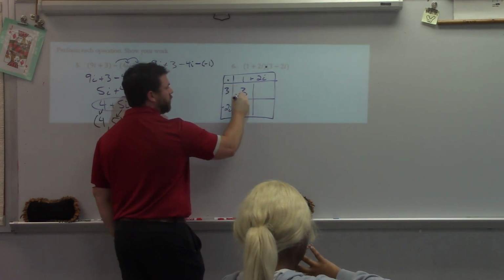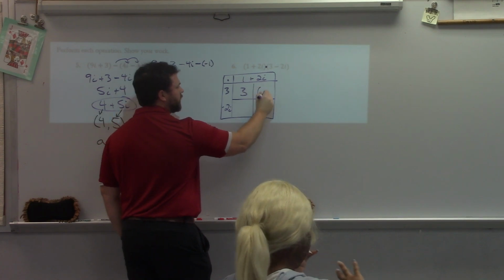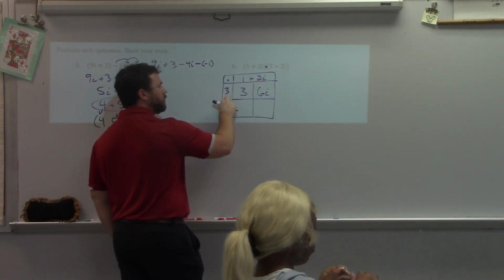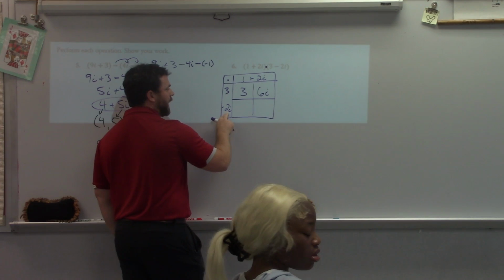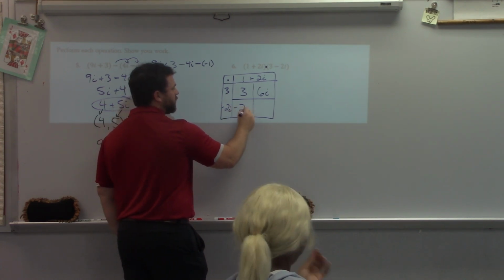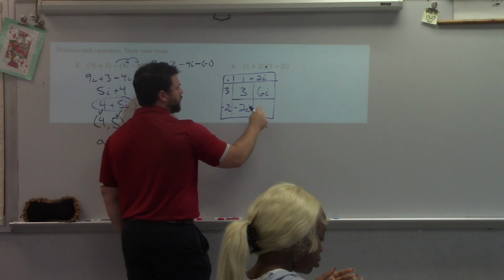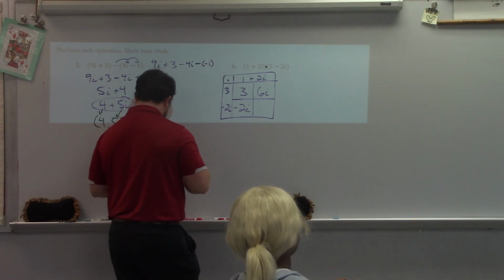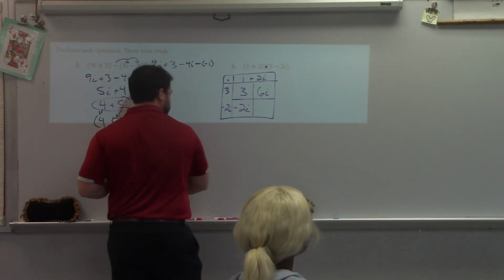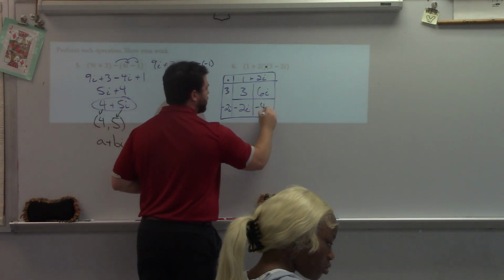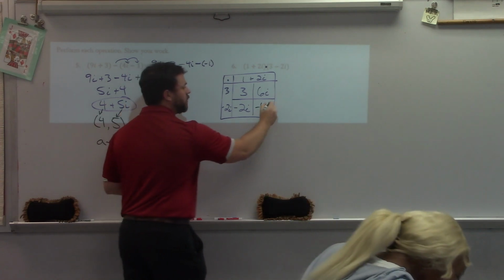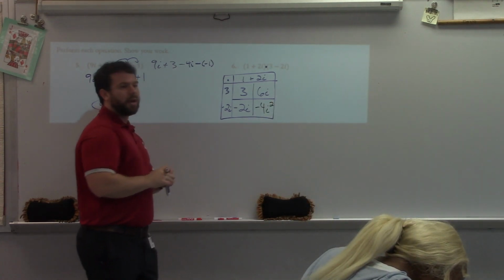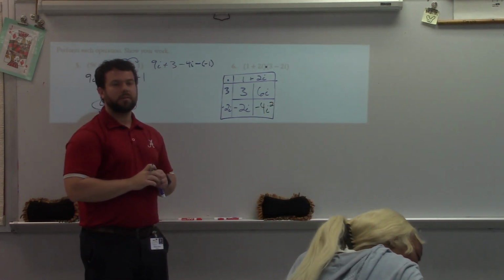3 times 1 is 3. 3 times 2i is 6i. Notice it's just helping me distribute my 3. Now distributing my negative 2i gives me negative 2i. What's going to go right here? Good. Make sure you remember that's i squared. And I want to point this out. Anyone know how we're going to rewrite negative 4i squared?